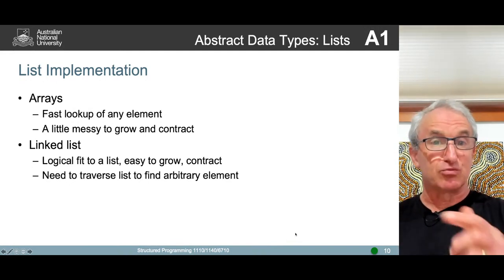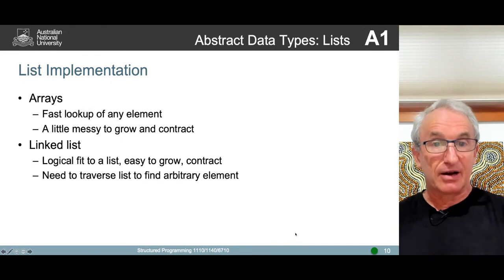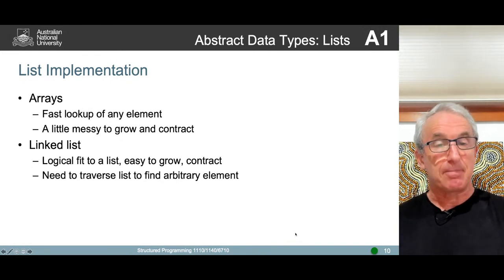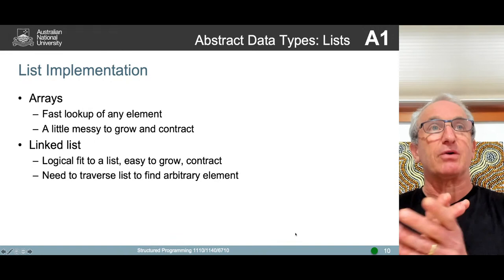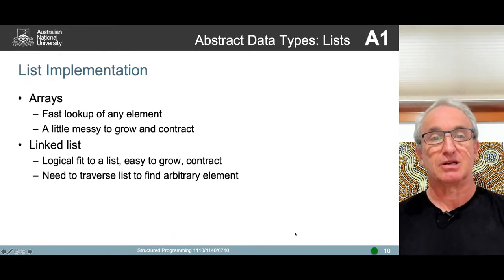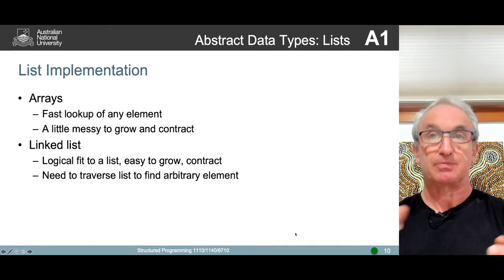If I contract, I just remove one element from the list. But to find an arbitrary element takes time. Now, if I've got a list which has eight elements in it, what's better, a linked list or an array list? Probably doesn't really matter very much.